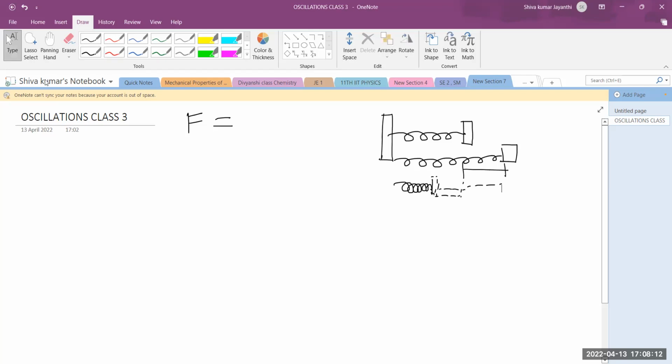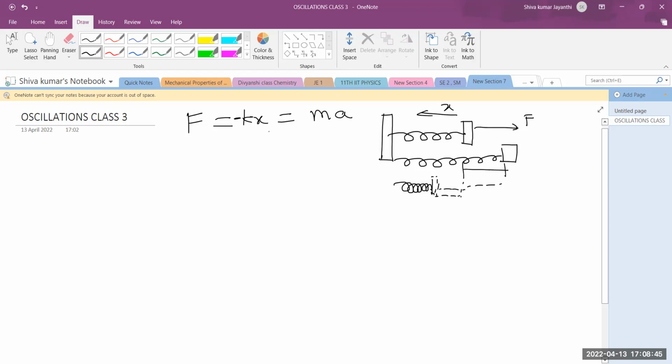Then I told you F is equal to Kx, and I also told you what K is. The same F is equal to Newton's law, mass into acceleration. Yes or no? I told you this. And F is equal to minus Kx. Why minus? That also I told you. When you pull the spring with a force F this side, it will restore in the reverse direction. That is why F and x are opposite to each other.